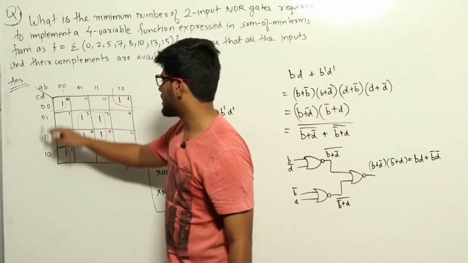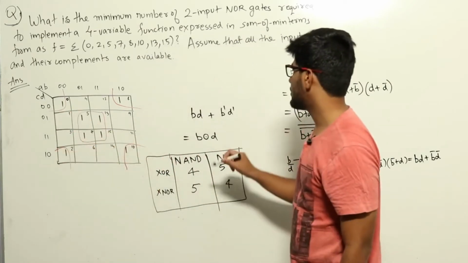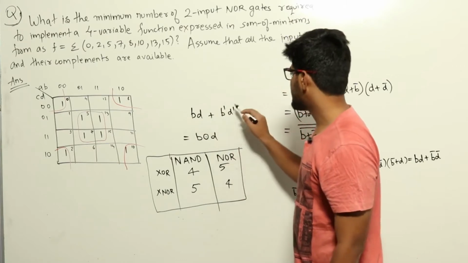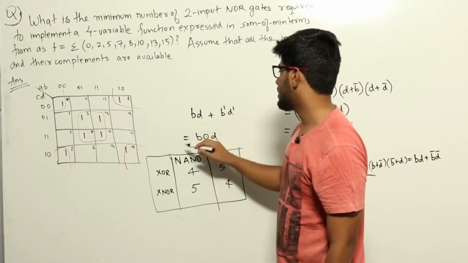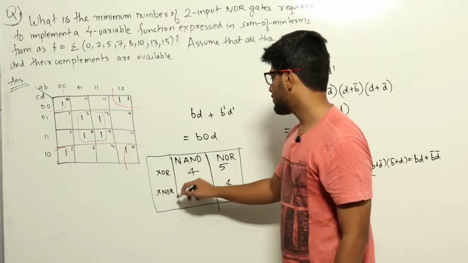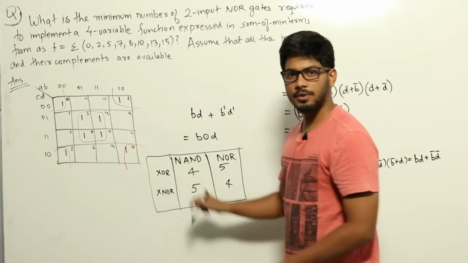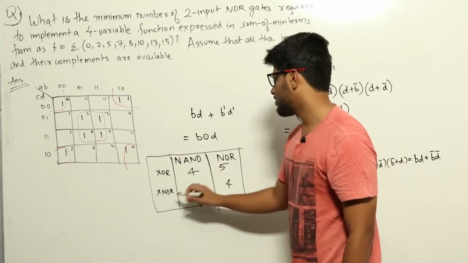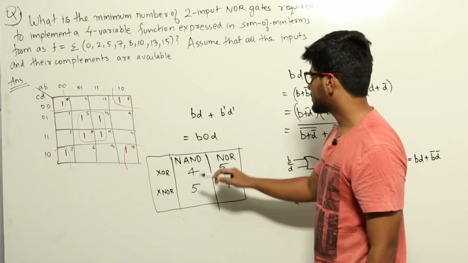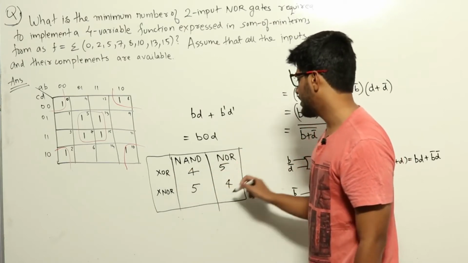Similarly here C changes from 0 to 1, D remains constant at 0, so we will be writing D complement. So this function is BD plus B complement D complement. Now, that is nothing but B XNOR D. Now, implementing XOR or XNOR using NAND and NOR gates, the minimum number of NAND gates required to implement the XOR function is 4 and XNOR is 5. The minimum number of NOR gates required to implement XOR is 5 and XNOR will be 4.